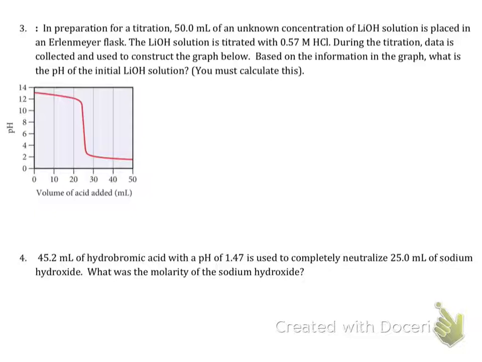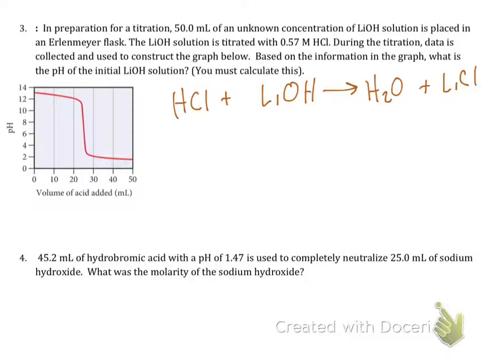It's giving us a certain concentration of hydrochloric acid, and then it's giving us an unknown concentration of lithium hydroxide. So the first thing we need to do is write a balanced chemical equation. And it gives us the concentration of the hydrochloric acid. It also gives us the volume of the lithium hydroxide, which is 0.0500.